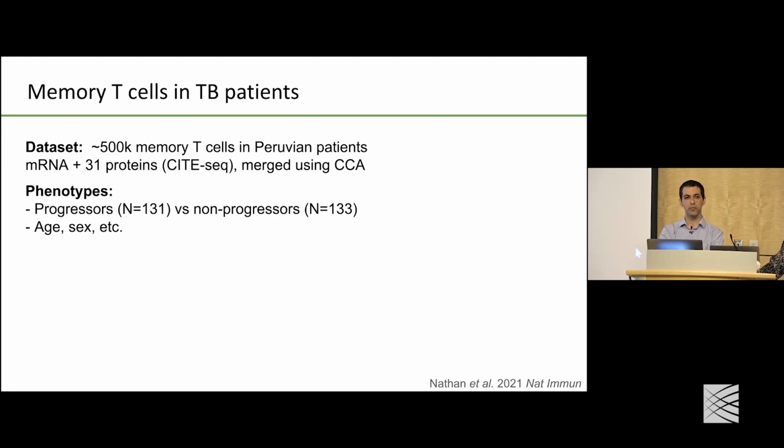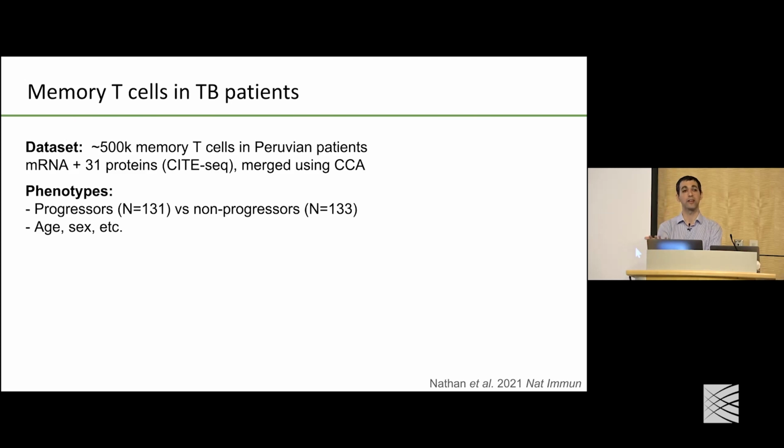It's a larger, more extensively phenotyped data set, and it consists of about 500,000 memory T cells collected from a Peruvian patient cohort. And these cells were profiled with CiteSeq, which, as a lot of you probably know, simultaneously quantifies both mRNA transcripts and also a limited set of manually chosen cell surface protein abundances. And in the main analysis conducted of this data set, these two modalities were merged using CCA.